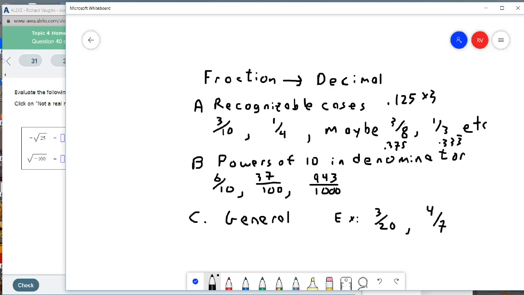The next case that I want to talk about in part B are also fairly straightforward, and these are when you have powers of 10 in the denominator. Some examples here, 6/10. And the reason why these are easy is because when the denominator is a 10th, a 100th, or a 1,000th, this corresponds to place values on the right of the decimal in our decimal system. So a 6 in the 1/10th position, 0.6. 37 in the 100th position, 0.37. And 943 in the 1,000th position, 0.943.